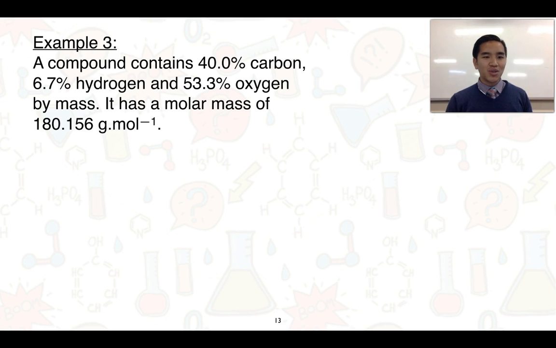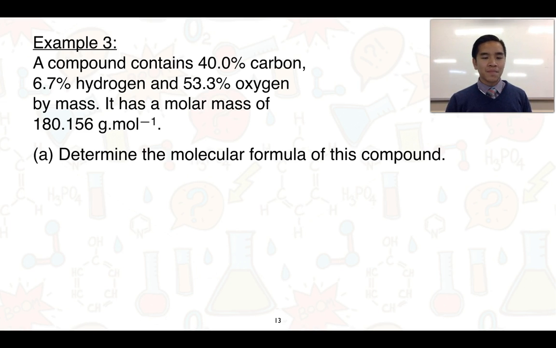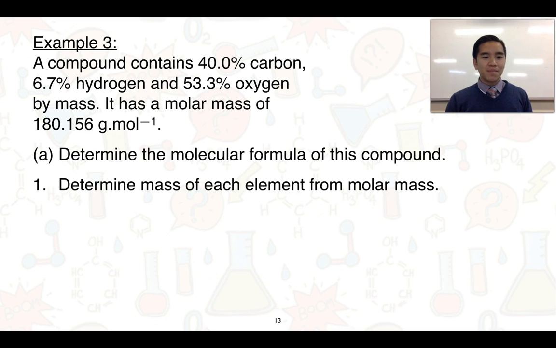Let's just see how we can do this in the third example. In this case, we've got 3 different elements: a compound containing 40.0% carbon, 6.7% hydrogen, and 53.3% oxygen by mass. And we do already know what its molar mass is. Let's go ahead and work out what this molecular formula is directly using the 3 previous steps. So part A is to work out the molecular formula. First step, determine the mass of each element from the molar mass.